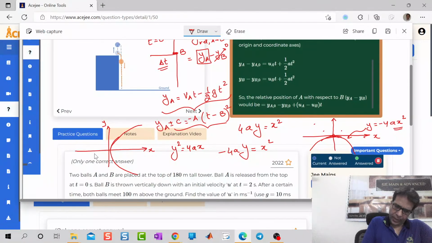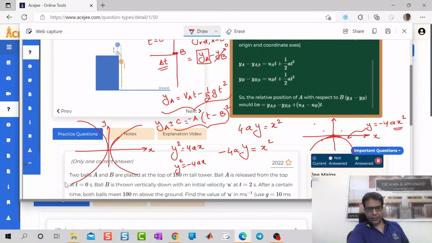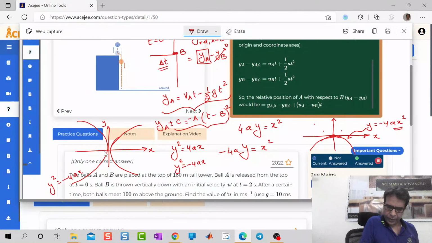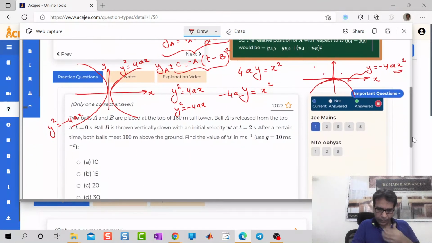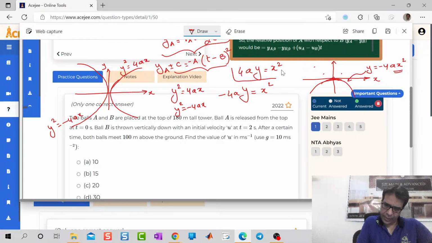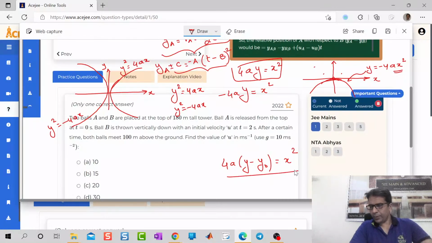Now, if you were to write y square is equal to minus 4ax, it'll just be the inverted parabola. That's also clear. So this is y square is equal to minus 4ax. This is y square is equal to 4ax. Now let's do one more thing. Let's write, for example, in this scenario, because this is what we are trying to plot. Let's say we write 4a times y minus y0 is equal to x squared. Okay?